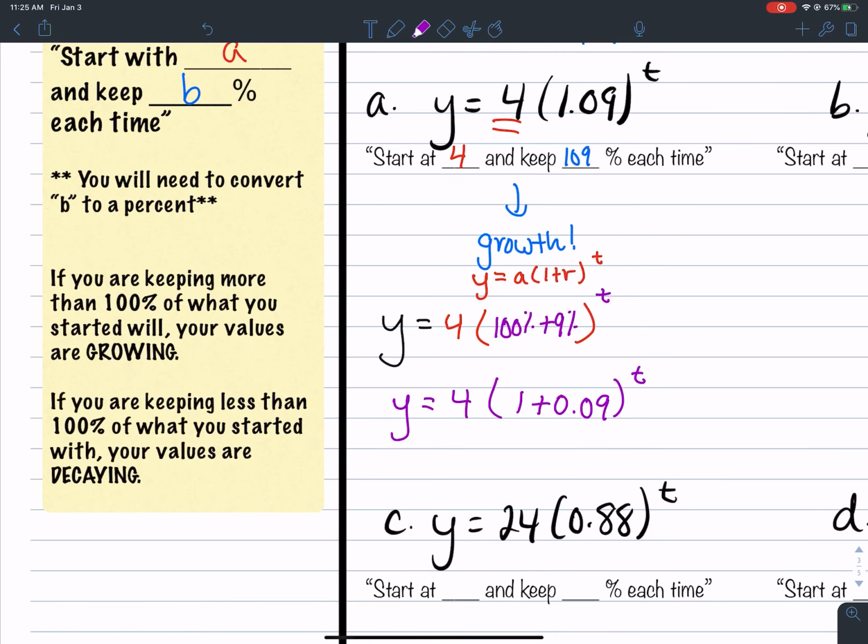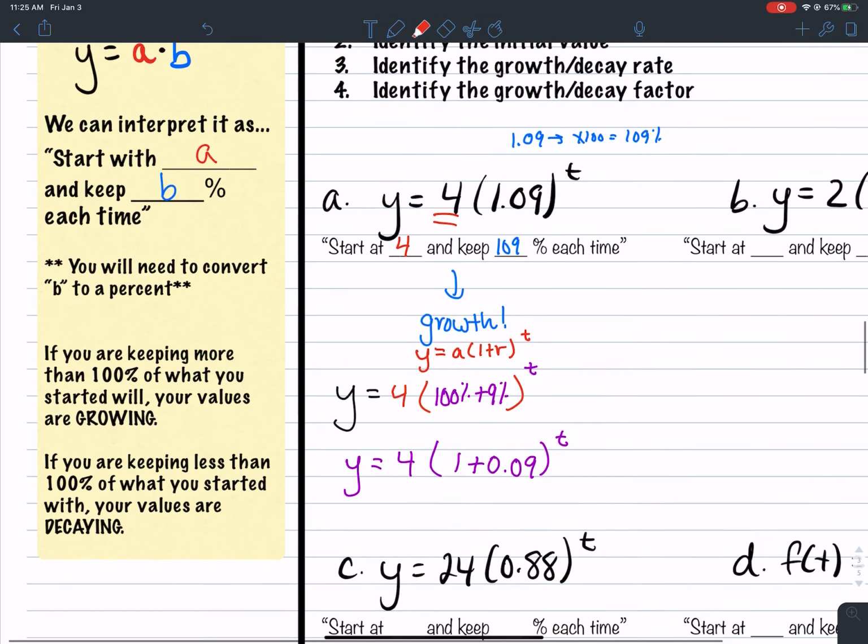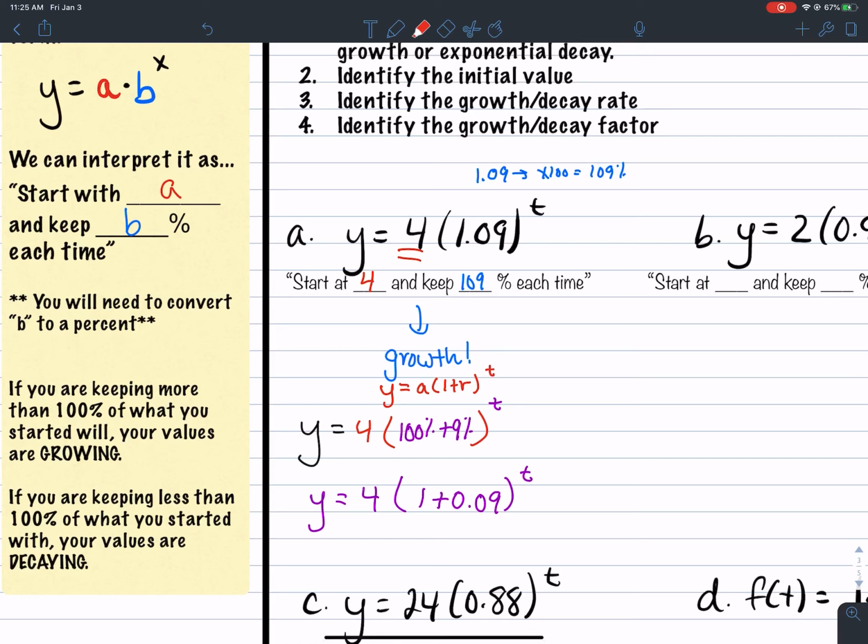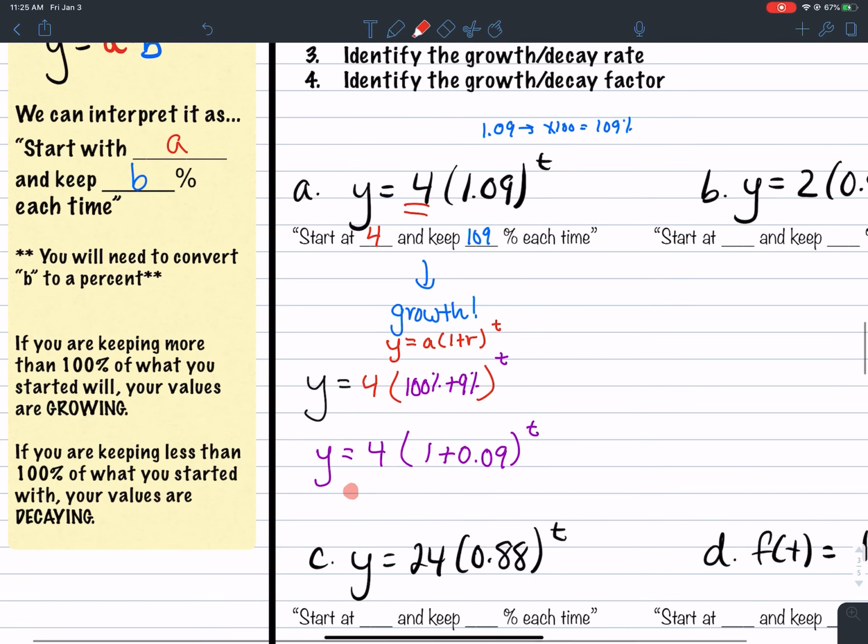Once I have it there, then I can do all these other things that it asked me to. They either want to identify the growth or decay rate and the growth or decay factor. Those just help us with our language. So the growth rate, that's r. Our growth rate is 0.09, or 9% growth. Then our growth factor, that's just a fancy word for B. The growth factor was 1.09.